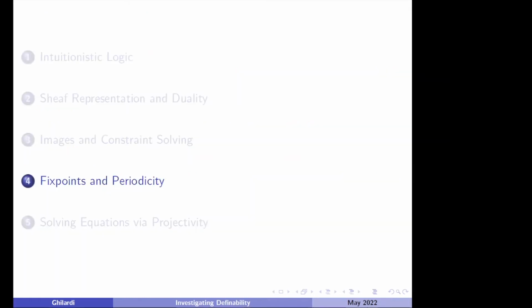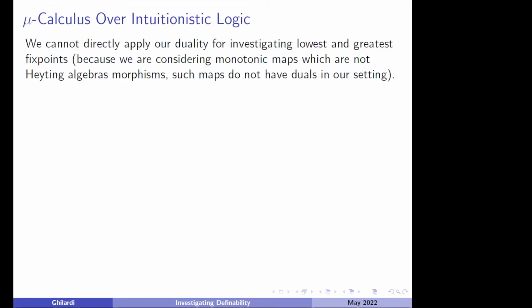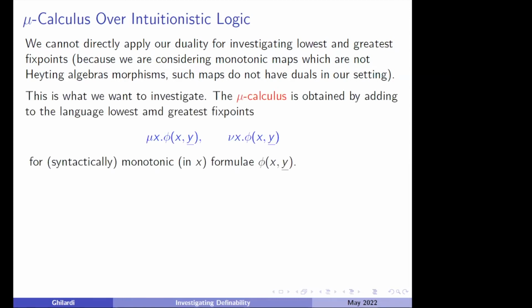Okay. Now let's discuss the question of fixed points. We cannot directly apply our duality for fixed points because we are considering monotonic maps which are not Heyting algebra morphisms, and so they don't have duals. But let's state our problem more precisely. I want to investigate what is the mu-calculus over intuitionistic logic. So this means that I have a formula in intuitionistic logic, and if the formula is monotonic in the variable x, then I can add further operators mu x and nu x, which are for the least and the greatest fixed point of this formula.